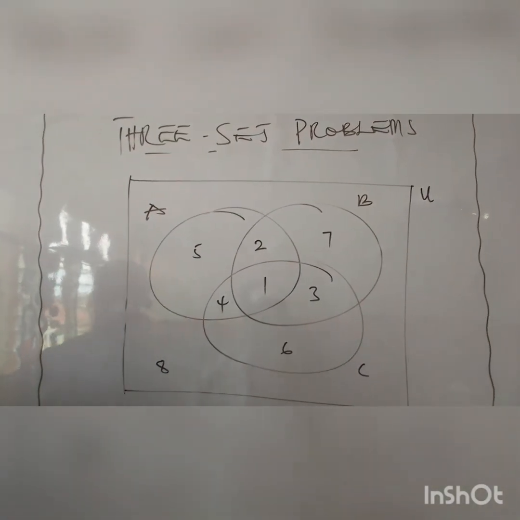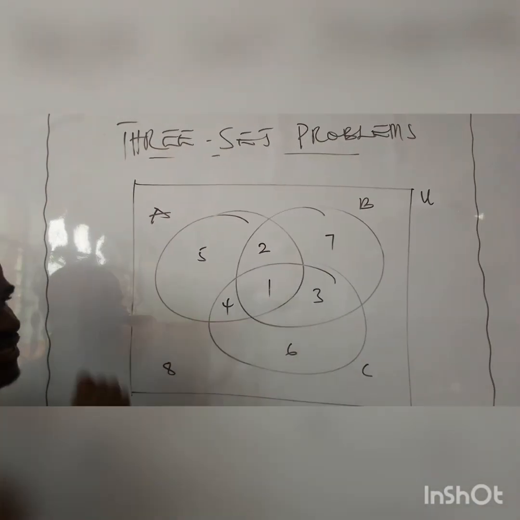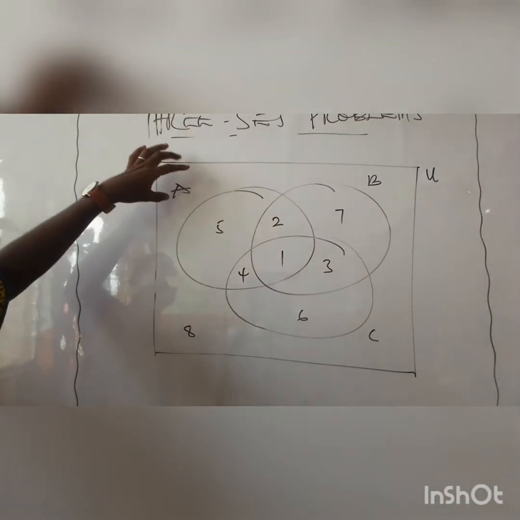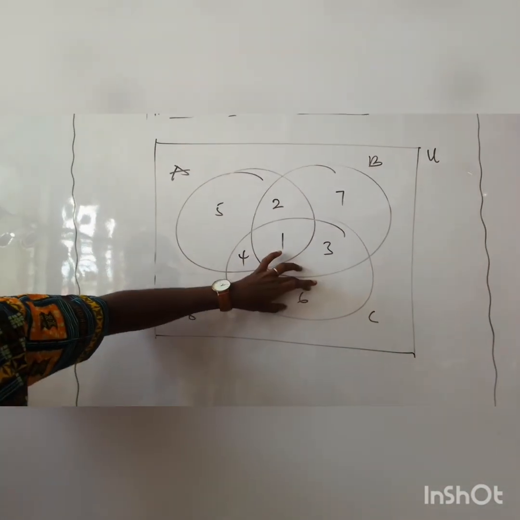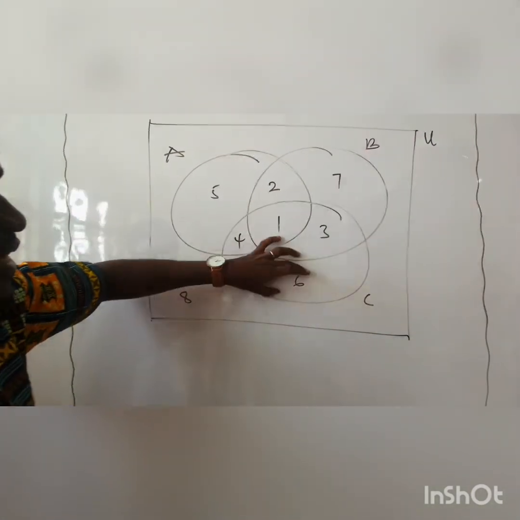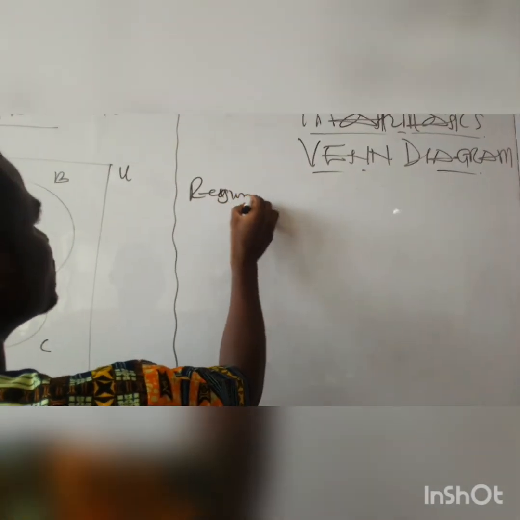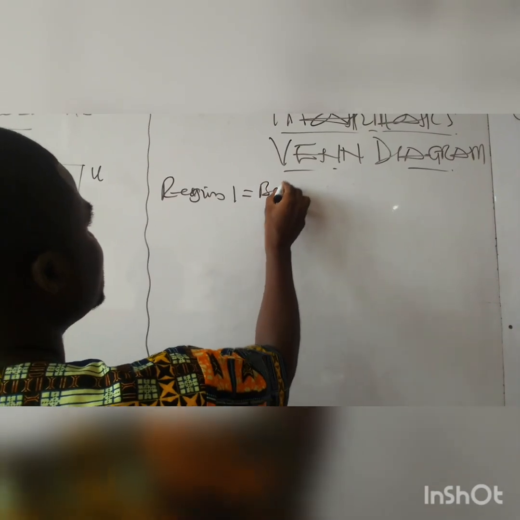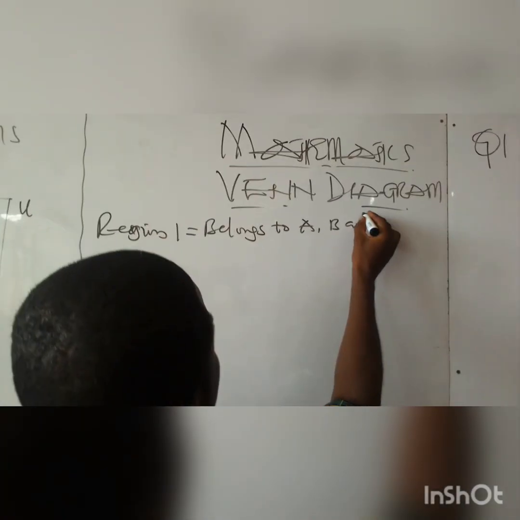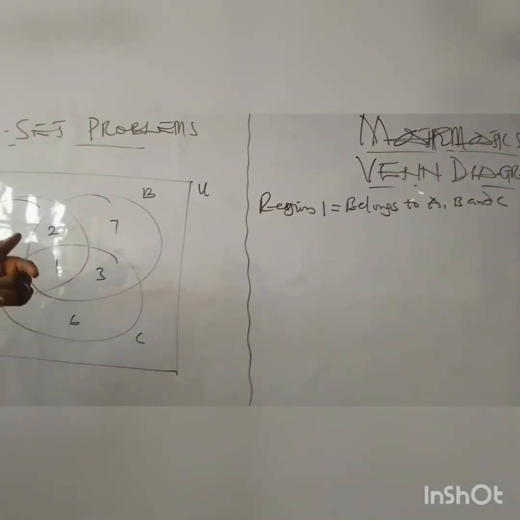So take note. We have 1, 2, 3, 4, 5, 6, 7, 8. Now, the 1 belongs to A, B, and C. So we say region 1 belongs to A, B, and C. So take note, that's A intersection B intersection C.